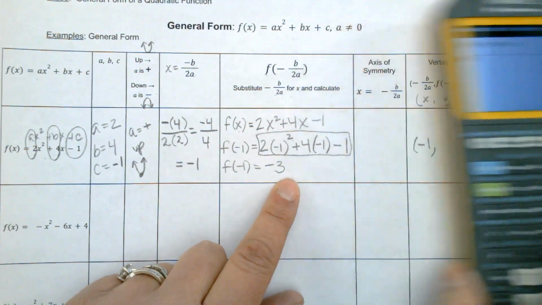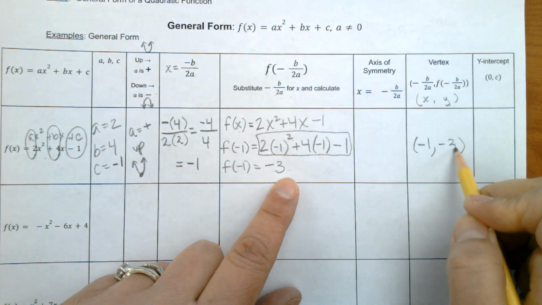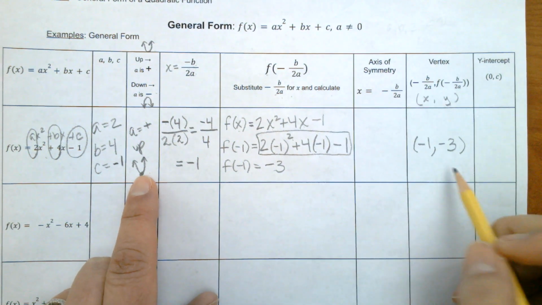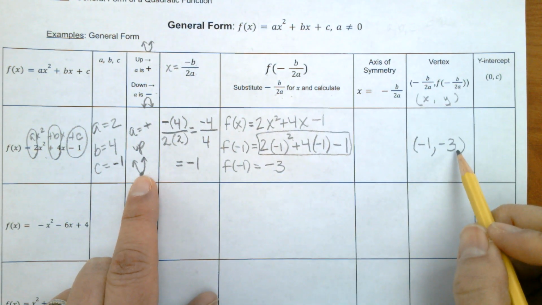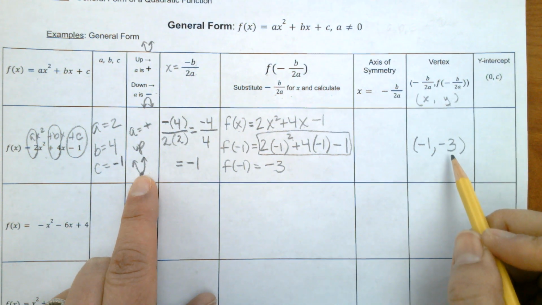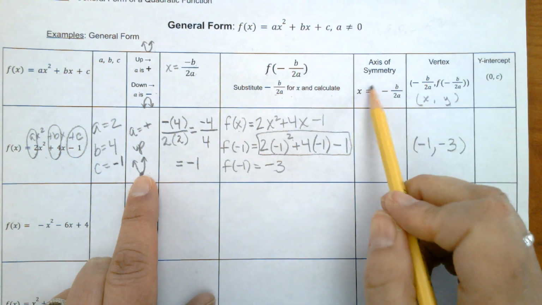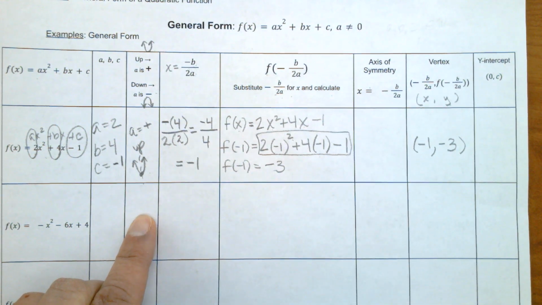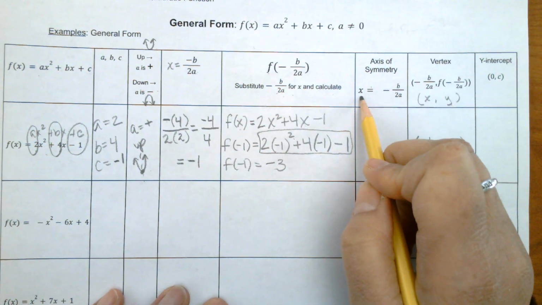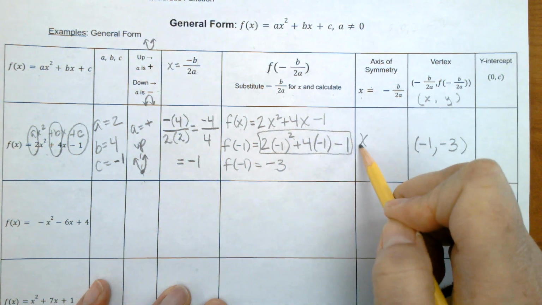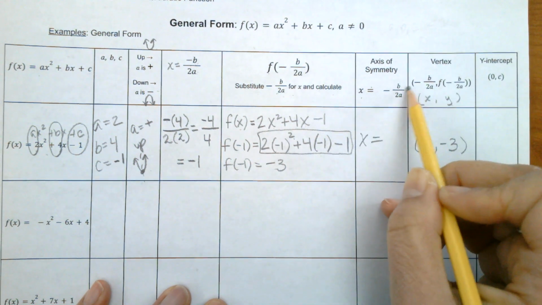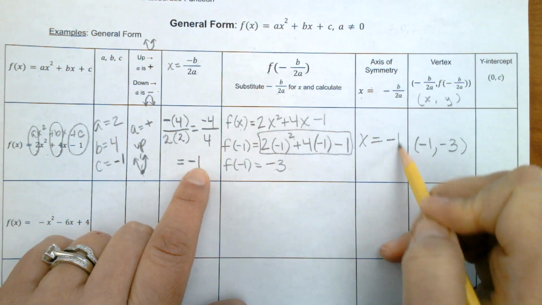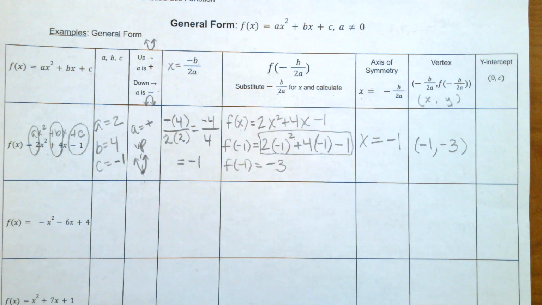So this answer is the y value of our vertex. So we know that this minimum point happens at (-1, -3). That's how you find the vertex. Now, axis of symmetry. Axis of symmetry, remember, is that imaginary line that cuts through the vertex. All you have to do is write it as a line. You have to write x equals, and whatever we got for -b over 2a, this right here, -1. That's it. That's the axis of symmetry.